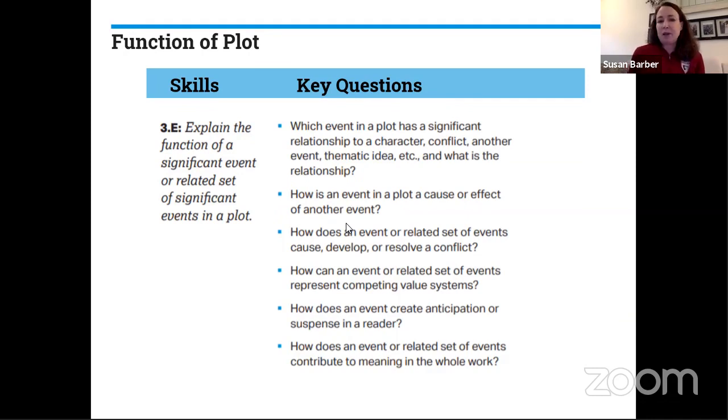How is an event in a plot a cause and effect for another event? One action in a plot will often trigger a response in a character that propels the plot forward. So thinking about how all of those fit together, and specifically how plot affects characters' choices. How does an event or related series of events cause, develop, and resolve a conflict? And again, this is something that as we get near the end of the novel, it's easier to see how these pieces fit together.